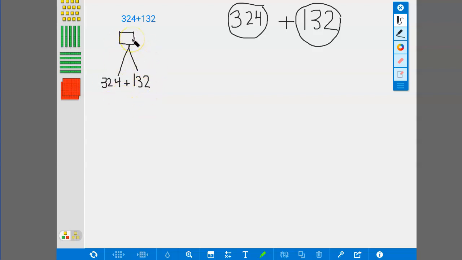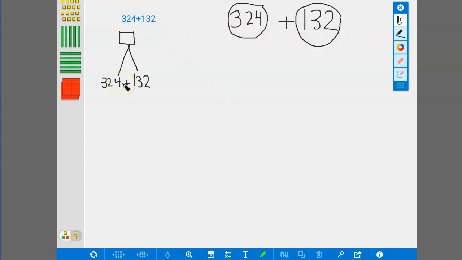So just to set up the purpose of what we're doing, I really like the Math Mountain just to make sure we understand what we're looking for. We're looking for our sum, which is our total. And it should be bigger than both of these numbers. Okay, now let's look at the numbers real carefully.